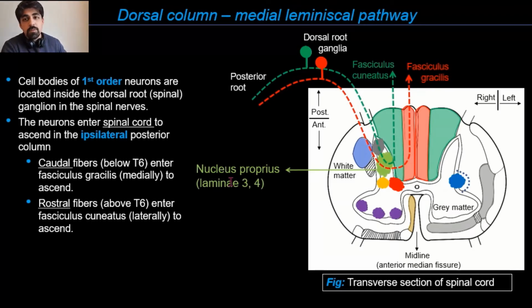So nucleus proprius is part of the dorsal column pathway. However, it is not the mainstream neuron in this pathway. What I mean to say is that it is not the second order neuronal cell body, which is actually the nucleus gracilis and the nucleus cuneatus. However, the nucleus proprius inside the posterior horn does receive a neuronal connection from the first order neuron. Hence, it is a part of the dorsal column pathway.